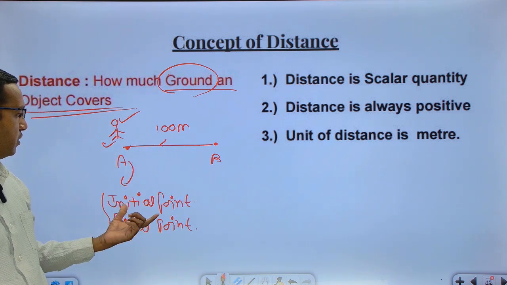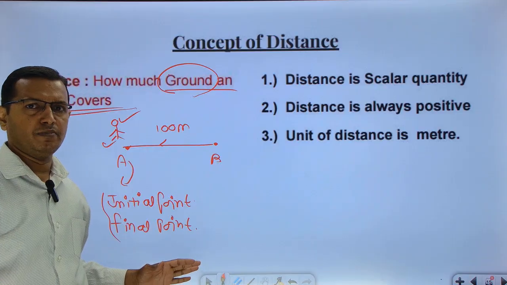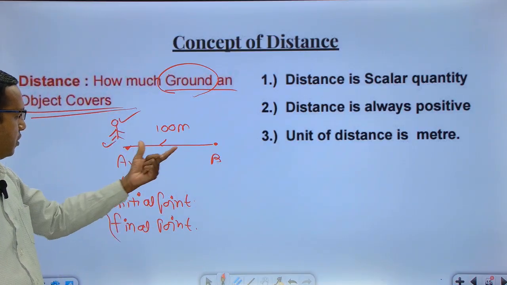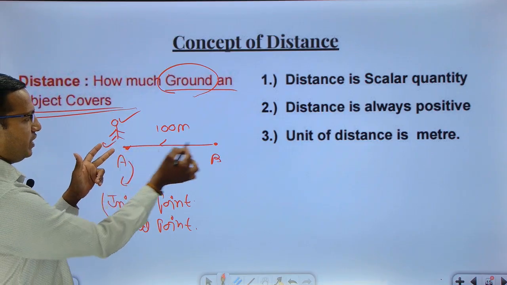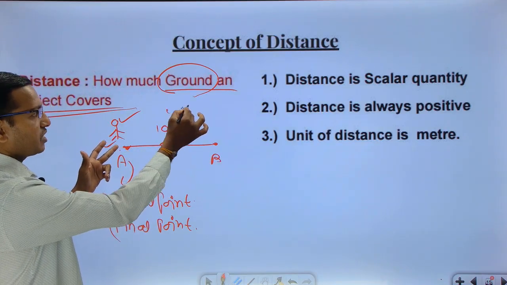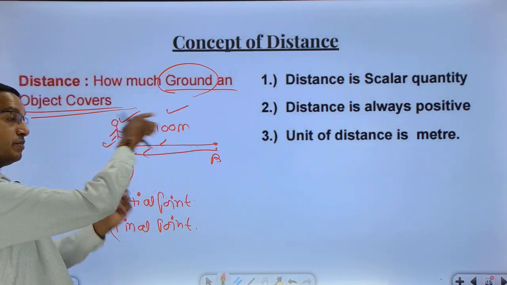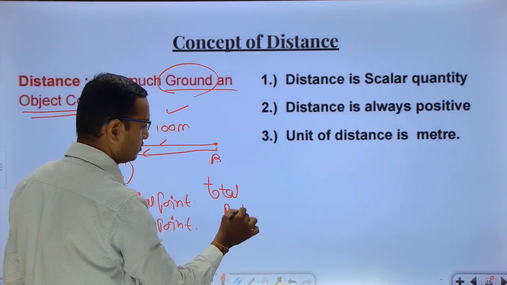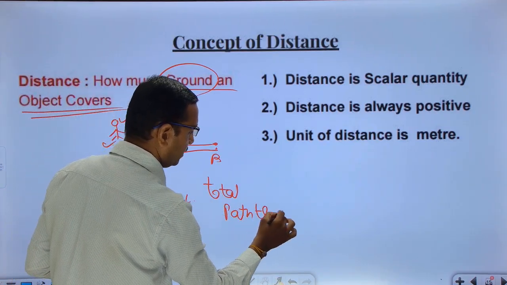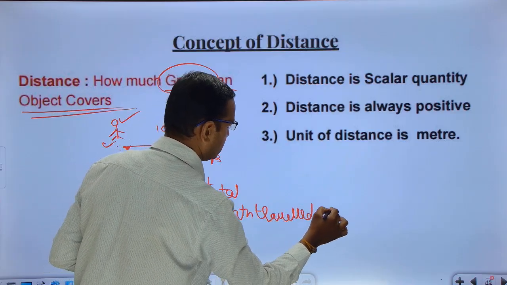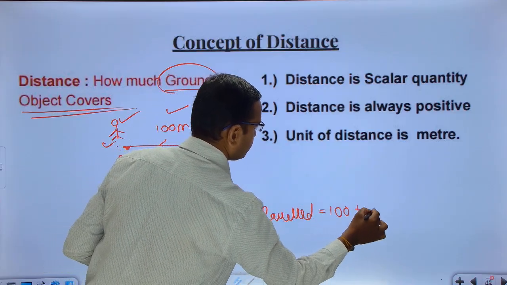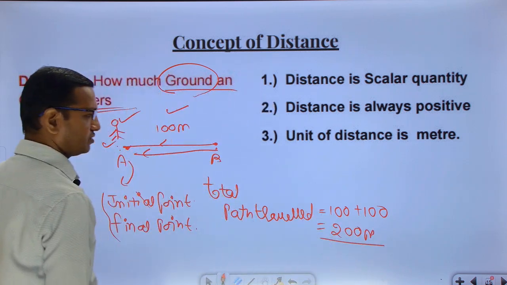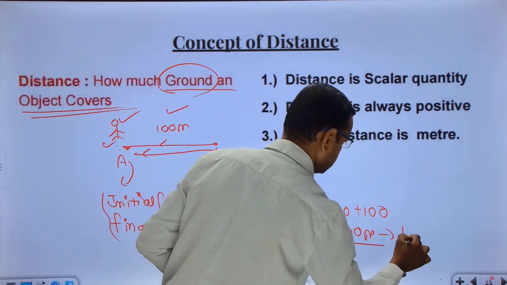Why? Because distance will always be positive. Remember this. Distance can't be negative. The worst case will be 0. Now, the object goes from A to B, 100 meters is covered, and again it comes back, another 100 meters covered. So the total path traveled is 100 plus 100, that is 200 meters the object has covered. That is nothing but distance. So this I am calling distance.